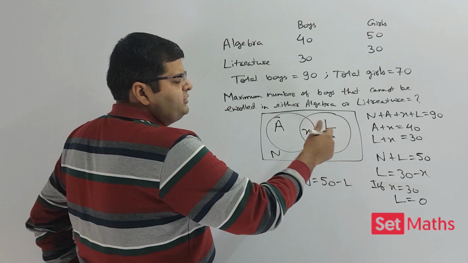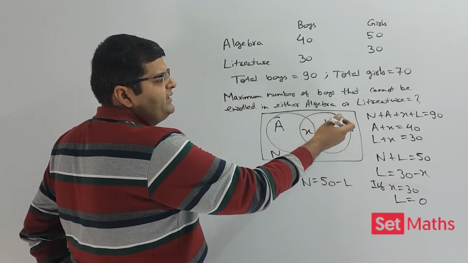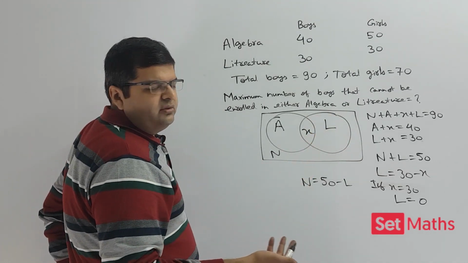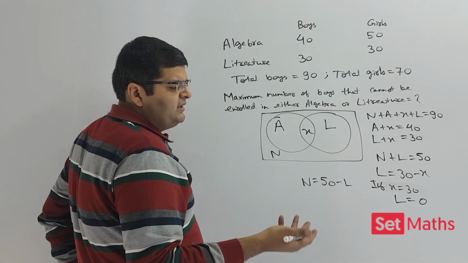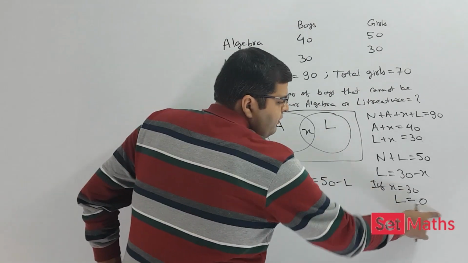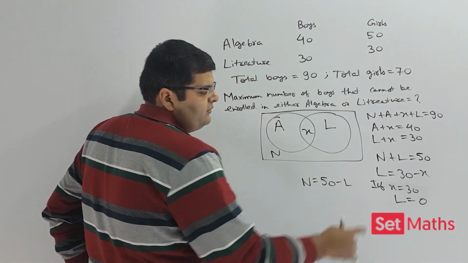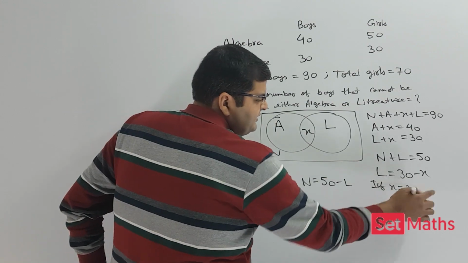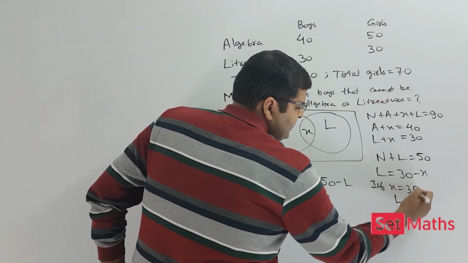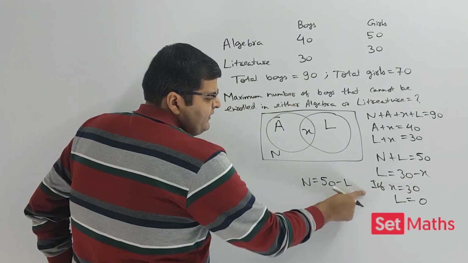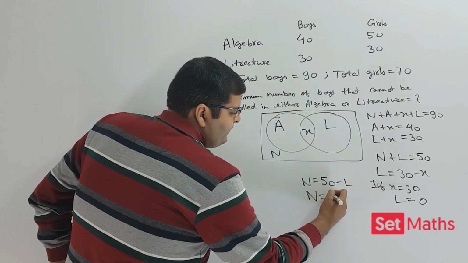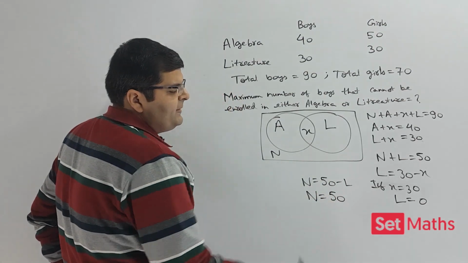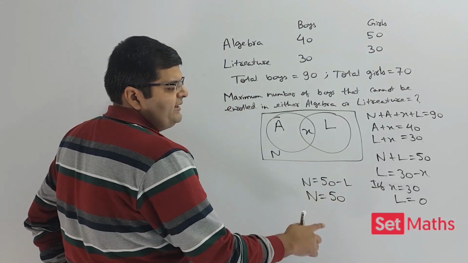We cannot go below 0. Why? Because L is the number of students enrolled in only literature. You cannot have a negative number of students. So the minimum value of L we get is 0. So if X is 30, L is 0. When L is 0, N will be 50 minus 0, which is 50. So this is the maximum possible case.